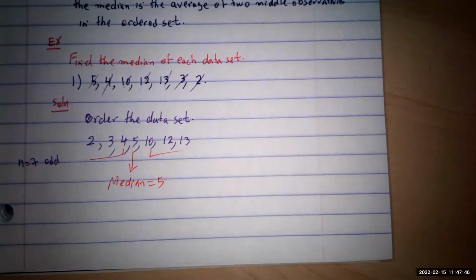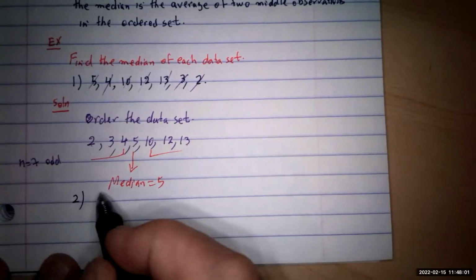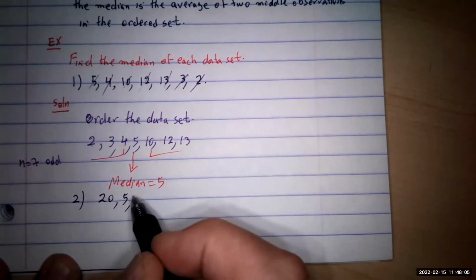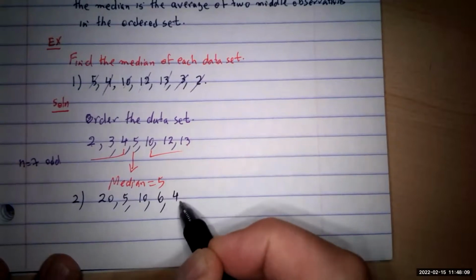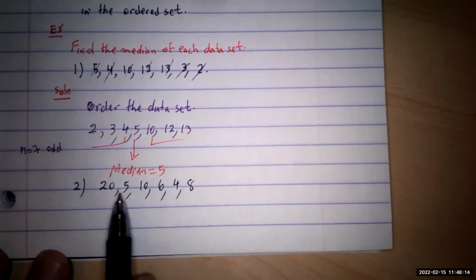Okay, any question? It's very easy to locate. So that's the case when we have an odd number. We need another one to get an even number of observations. So suppose this is going to be 20, 10, 6, 4, 5, and 8. Okay, you have 1, 2, 3, 4, 5, 6.